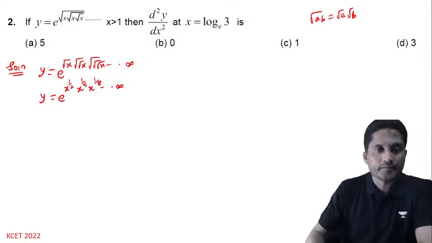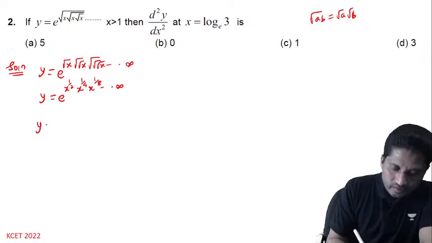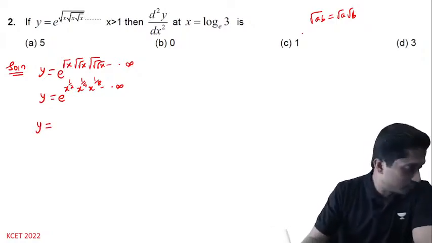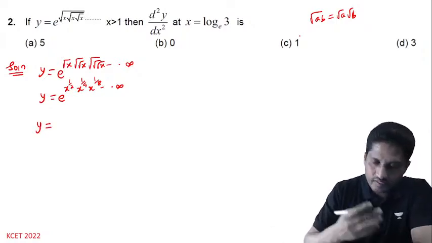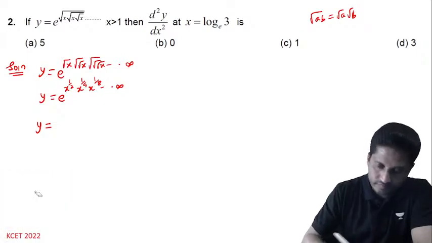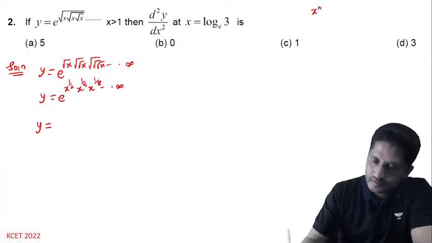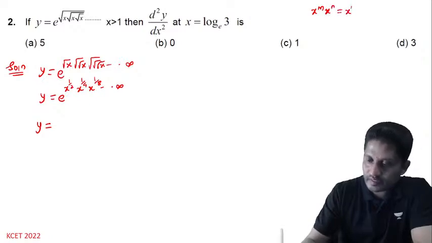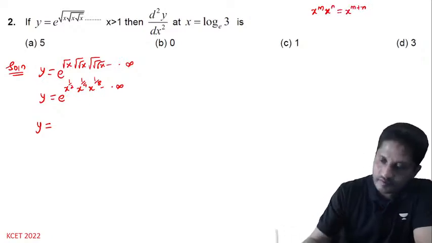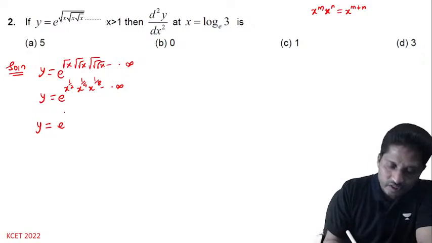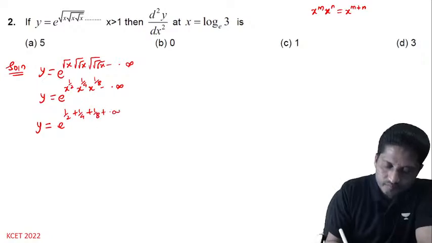Question is correct. Y is equal to, no need to take log, directly it will come. x power m into x power n is equal to x to the power of m plus n. Right? Now this can be written as e to the power of half plus 1 by 4 plus 1 by 8, and so on up to infinity.